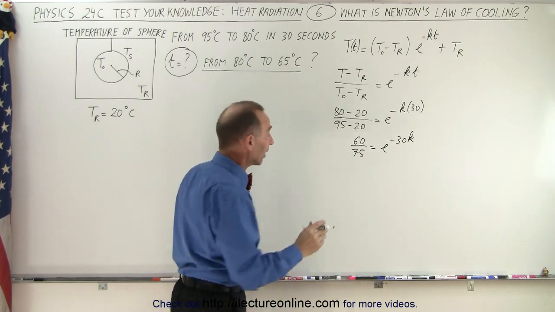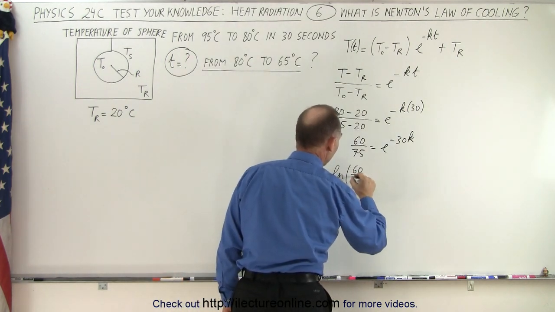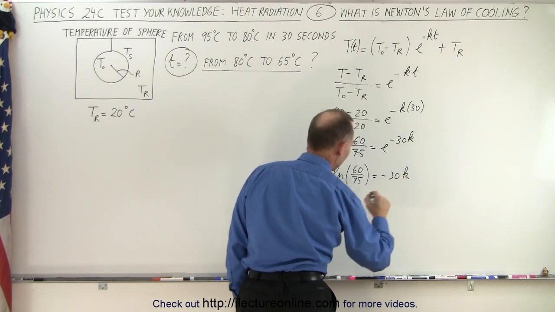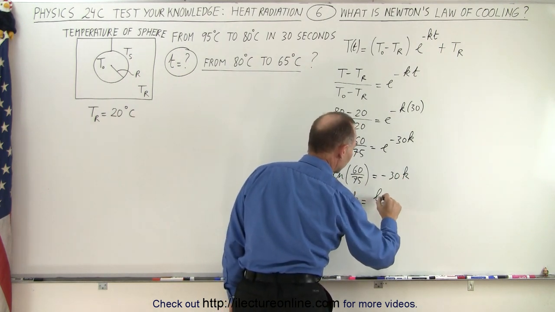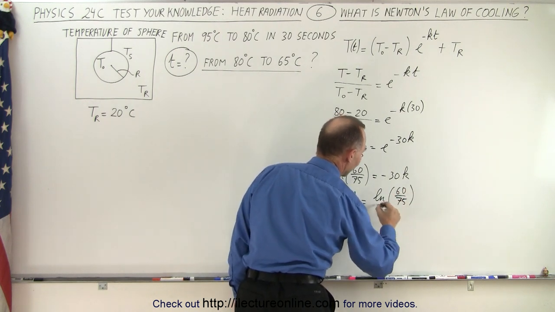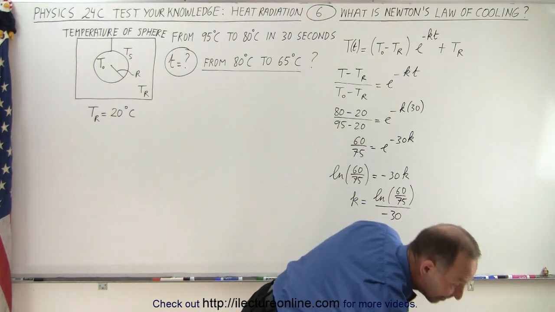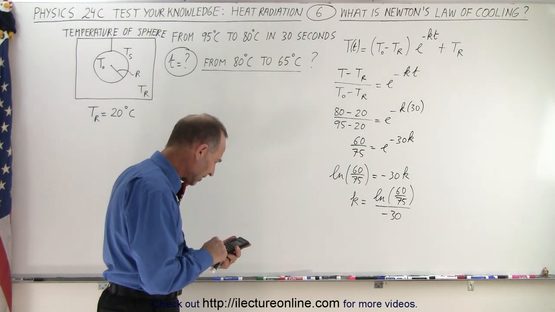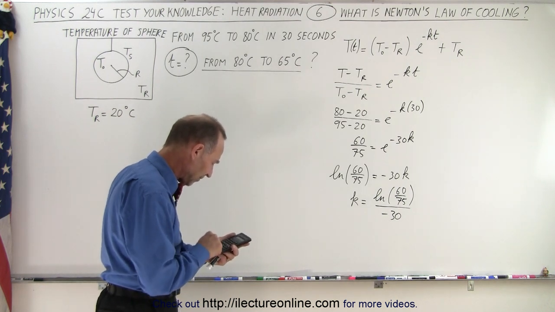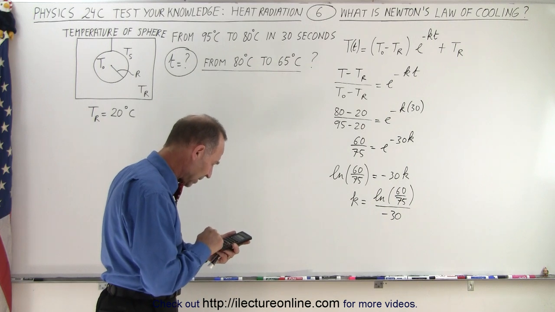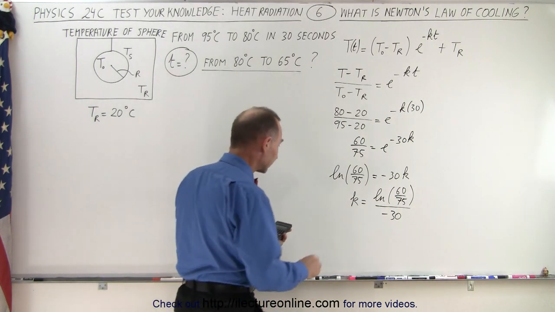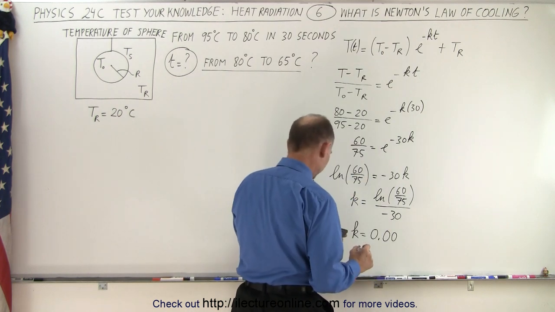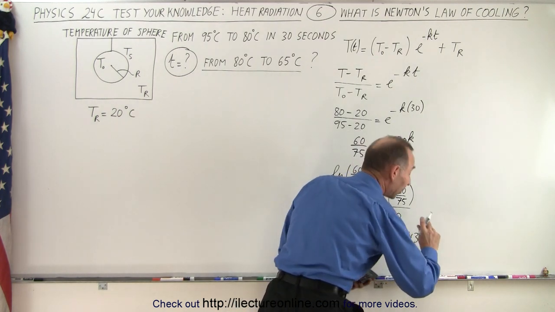Now we're going to take the natural log of both sides. The natural log of the left side, which is 60 divided by 75, gives us a negative number, and that is equal to the natural log of this, which gives us minus 30k. So k is equal to the natural log of 60 over 75 divided by negative 30. Let's see what that's equal to. We have 60 divided by 75, take the natural log, divide by negative 30, equals. So k is equal to 0.00743874438, and that's probably good enough.